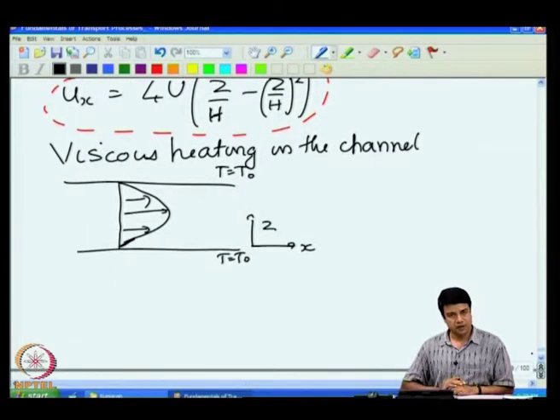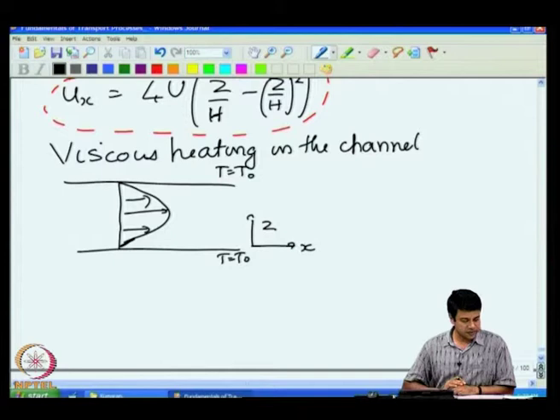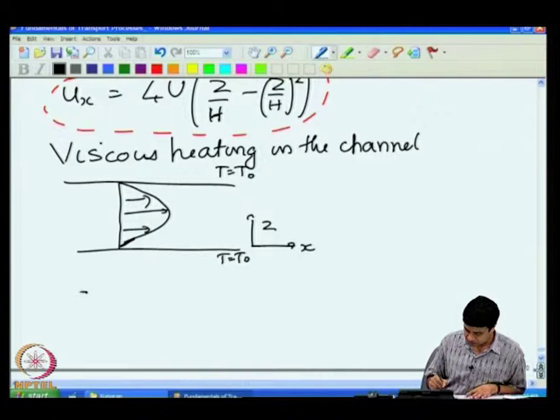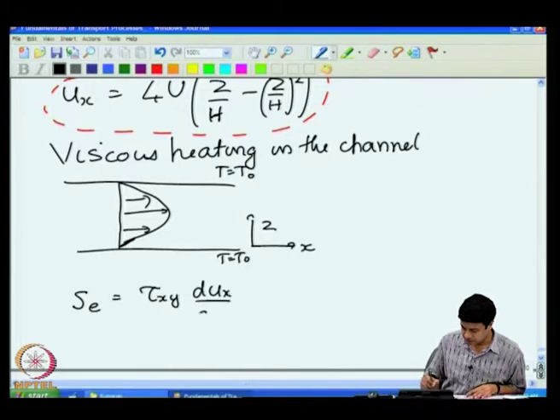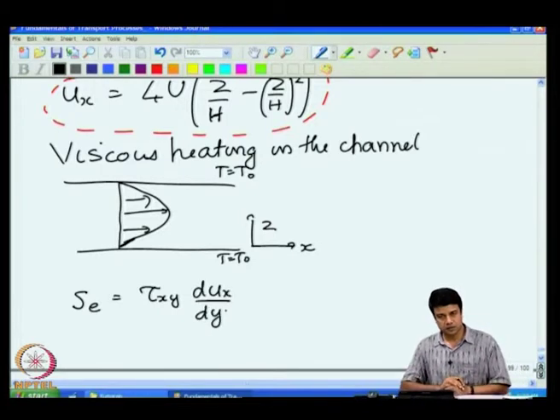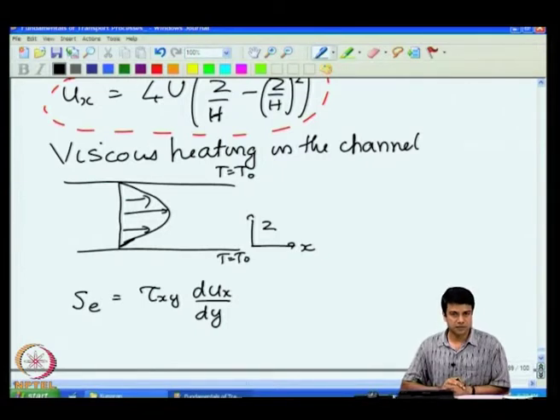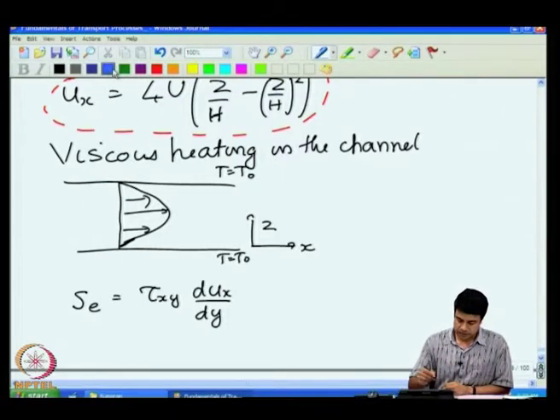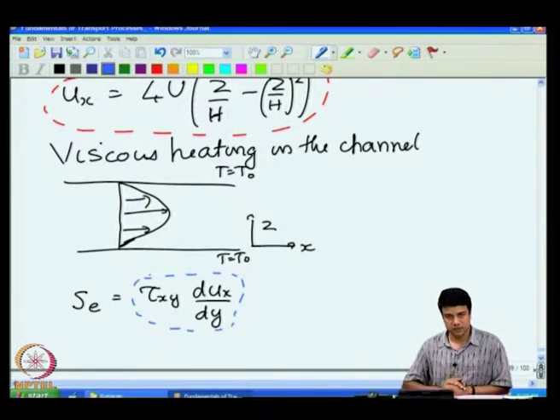We will not derive in detail here, but the source of energy due to viscous heating is given by the source per unit volume equal to the shear stress times the velocity gradient. Okay, the source of heating per unit volume, energy generated per unit volume per unit time, is the product of the shear stress and the strain rate. Okay. And we will assume that this formula for the shear stress and strain rate is given to us. Okay. So, we will not try to obtain it.